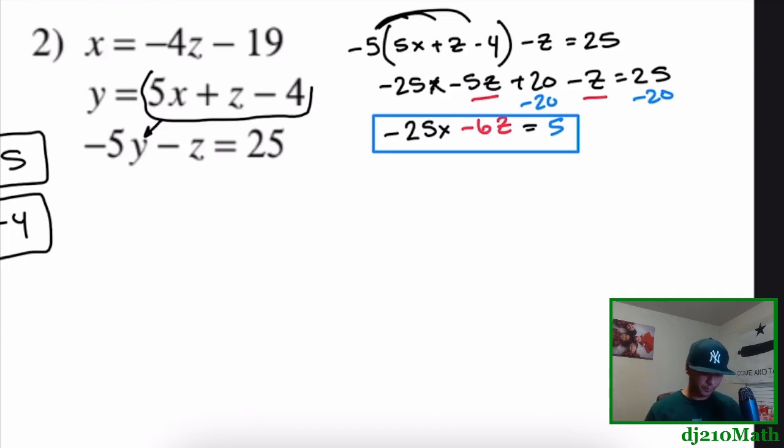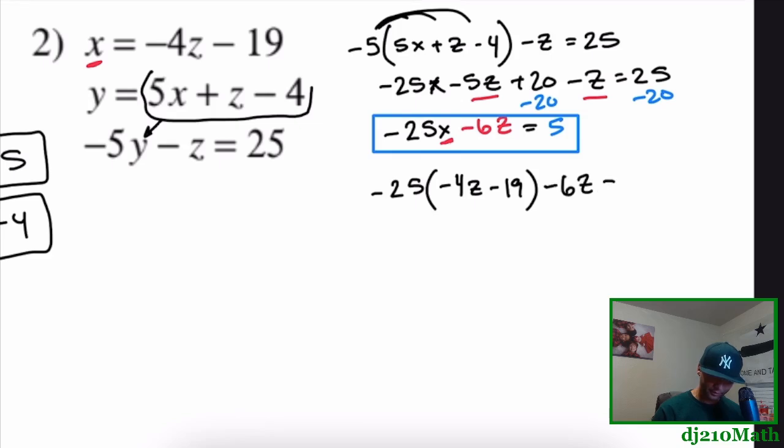We got to get it down to one variable. That's what we got to do. Since this is already solved for x, we can plug it into this x. So this is going to be negative 25, and I'm going to substitute negative 4z minus 19 minus 6z is equal to 5. Right? Because there was no y in the first equation.